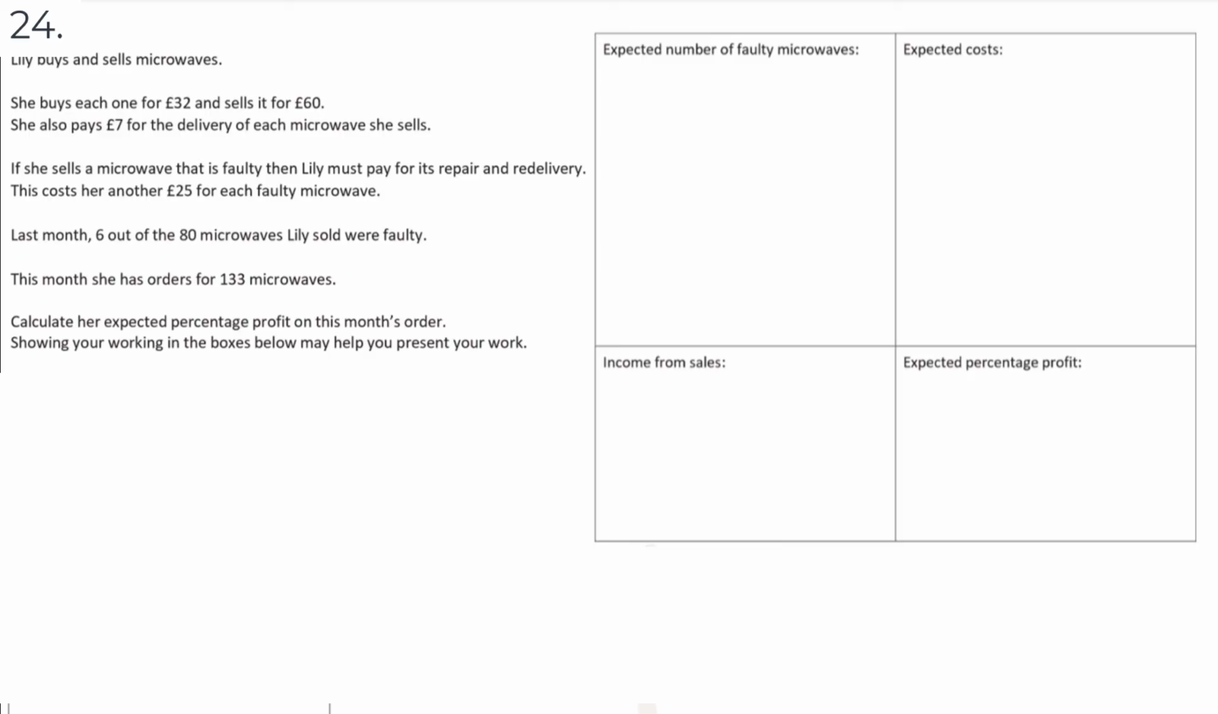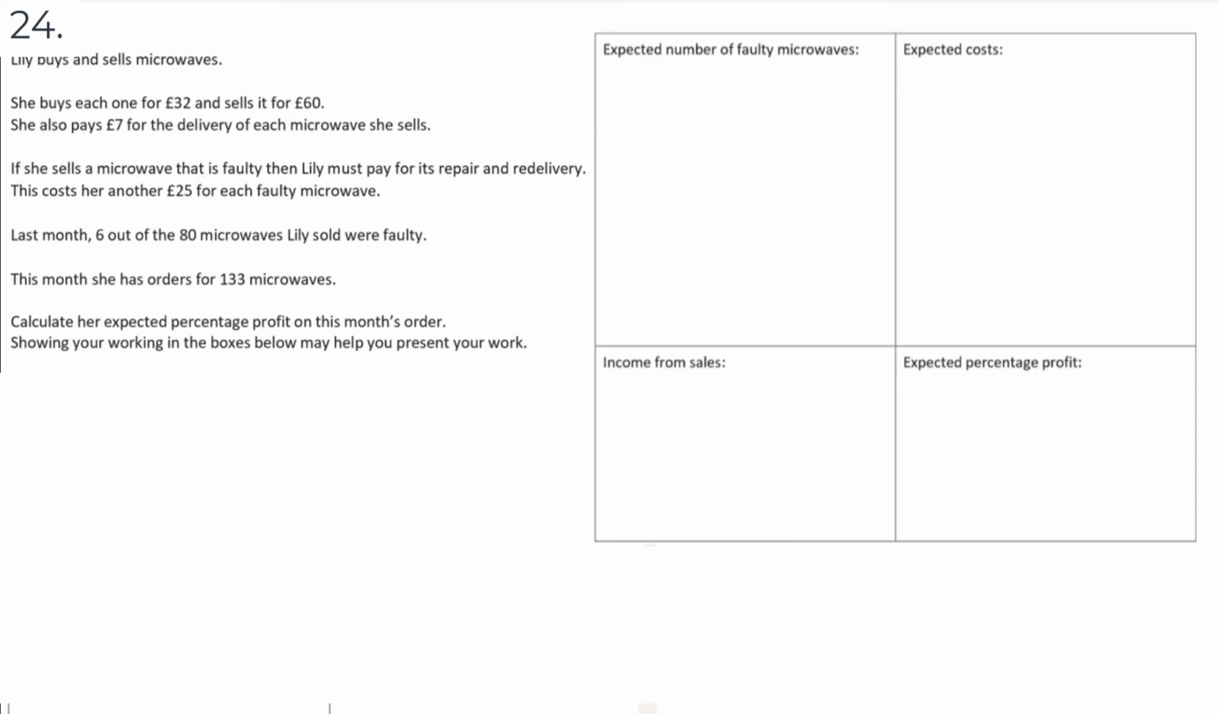Showing your work in the boxes below may help you present your work. You don't have to do it in the boxes, but I think it's going to give a little bit of structure to your work, so you might as well make use of them. I would tend to do this anyway, even if they didn't give me the boxes. I kind of divide up my page a bit like this, and then work out each one of these separately, probably. Let's start top left.